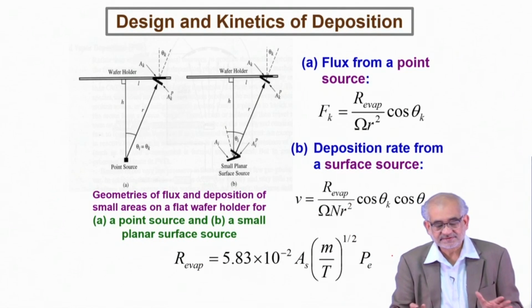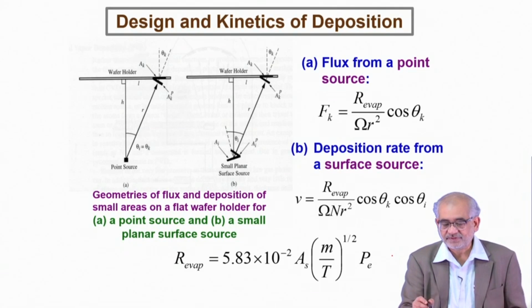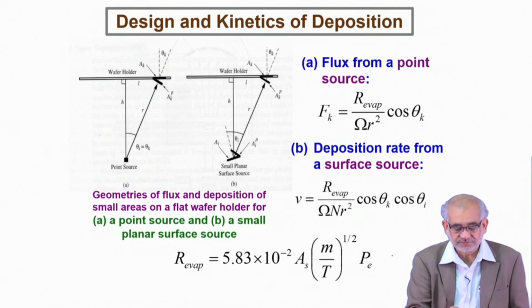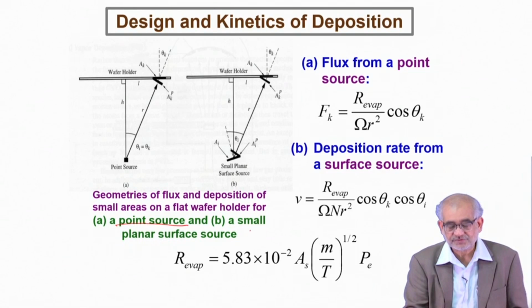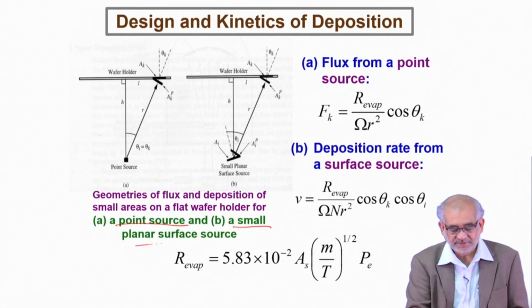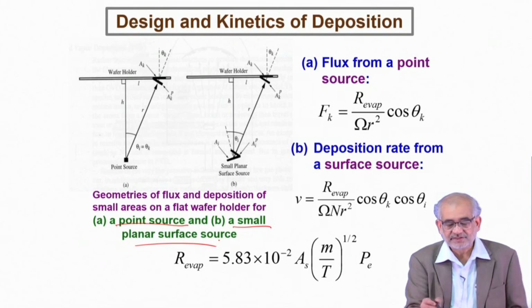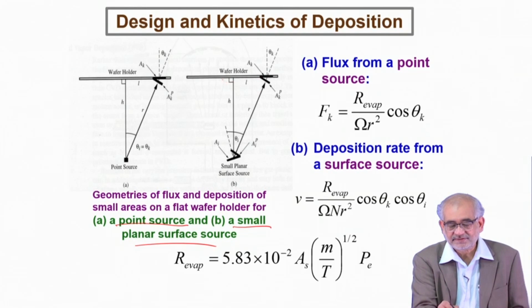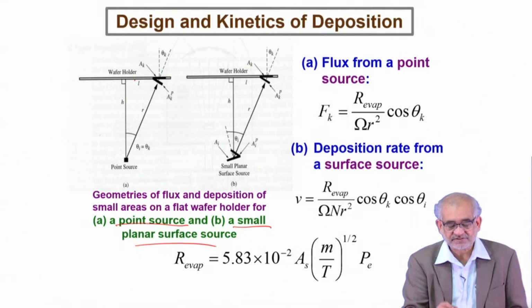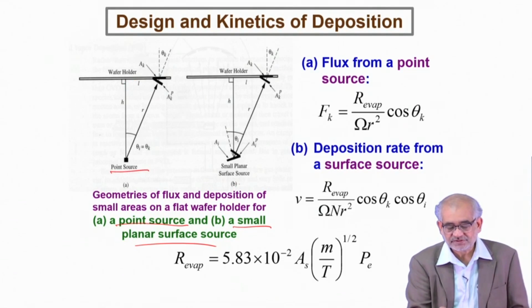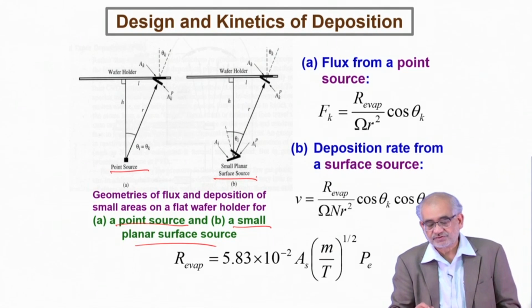So the kinetics of the process will depend upon the configuration that we use. So for example, we can use a point source or we can use a small planar surface source. So here the area is wider, so we actually are able to cover a wider area. Here the area or the spot that we cover is fairly small. So either a point source or a small planar source.